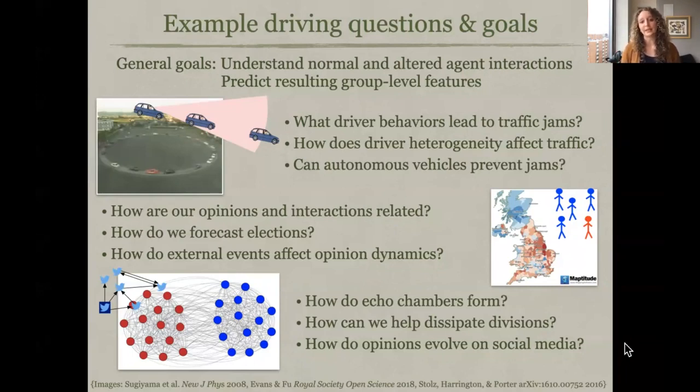So the kind of questions we're looking at in this setting might be what driving behaviors of the drivers are leading to traffic jam formation. We might want to design roads so that those behaviors are mitigated, or maybe put some autonomous vehicles into the system so that they can dissipate the traffic jams from forming.